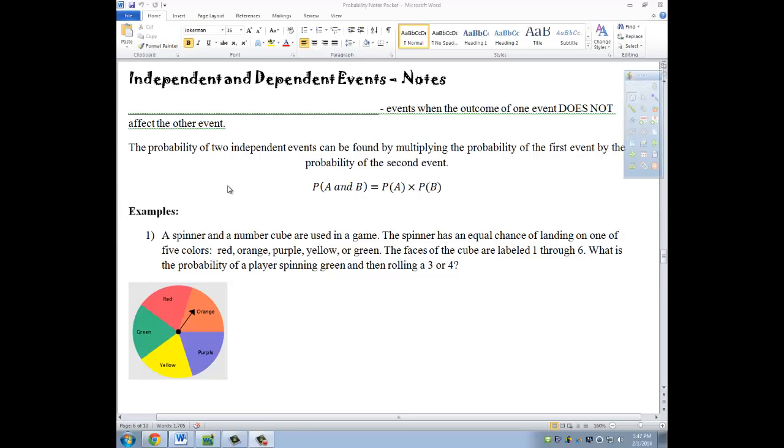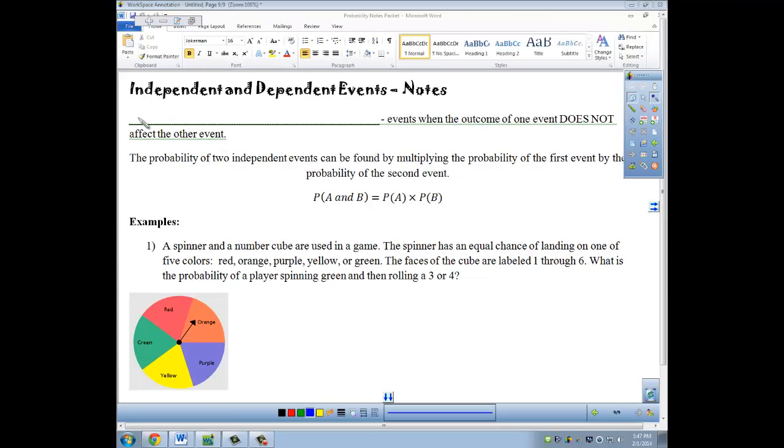Today we're going to be talking about independent and dependent events. We're first going to be talking about independent, so that's our first blank. You should know what independent means, but in case you don't, it's when one event does not affect the other event. So it is basically fine all by itself.